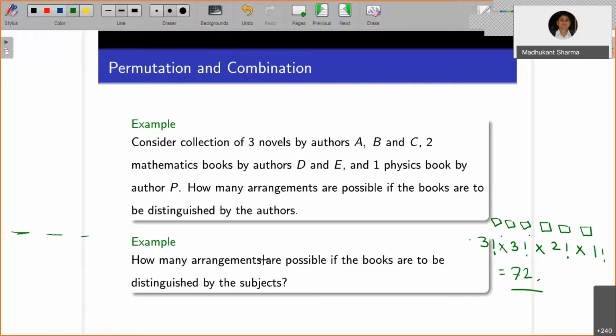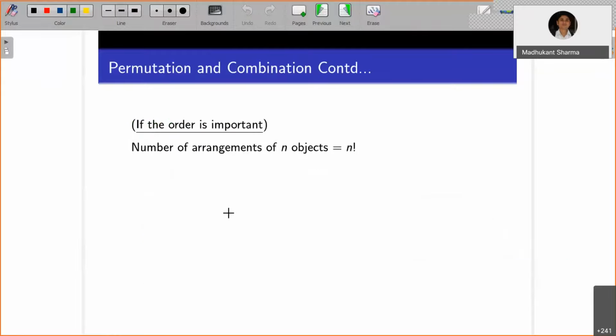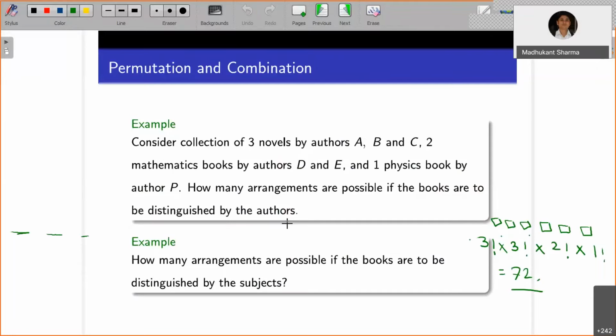If you do not distinguish by subjects and only distinguish by authors, the number of cases is 720. Right. In permutation and combination, if the order is important, the number of arrangements of n objects is n factorial. We have seen this already. In the case of authors, order is important, that is why it is 6 factorial here.